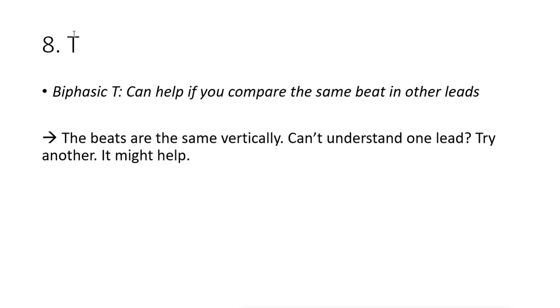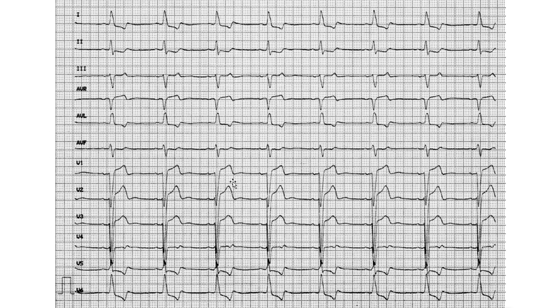Point 8 is T waves, and I'm just showing you critical points, not what you're supposed to calculate. I'm going to show you this trick: sometimes biphasic T waves exist, and I used to find them quite tricky. One thing that used to help me is that vertically, the waves are all the same. In this ECG, it's basically the same beat, but we're looking at it from different angles, right?